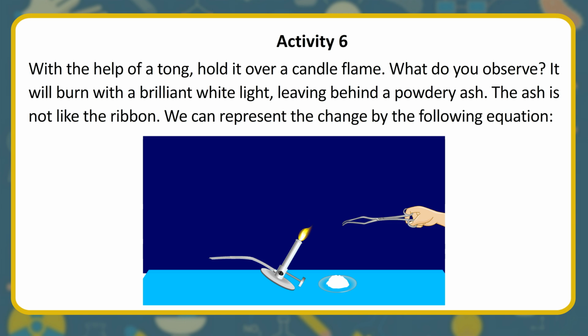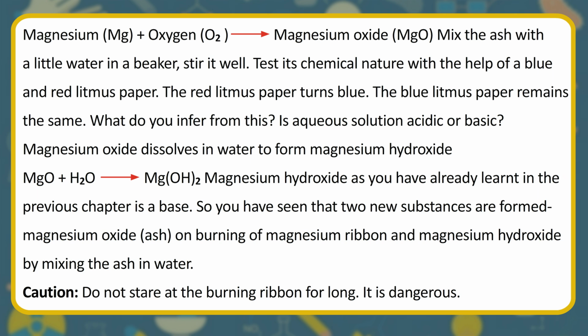The ash is not like the ribbon. We can represent the change by the following equation. Magnesium, Mg, plus oxygen, O2, gives magnesium oxide, MgO.